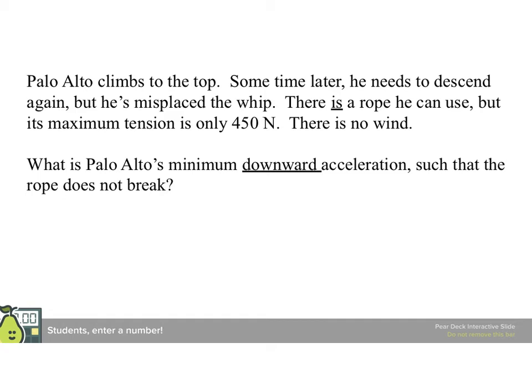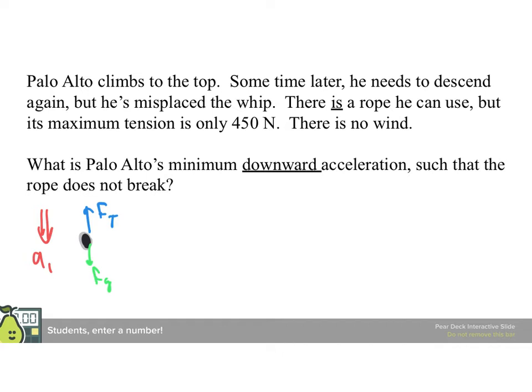Again, step 1 was read the problem. Step 2 is let's draw our free body diagram. We have basically the same diagram. His weight downward. He's supporting himself on the tension upward. Now there is a downward acceleration, which I'll call A1.